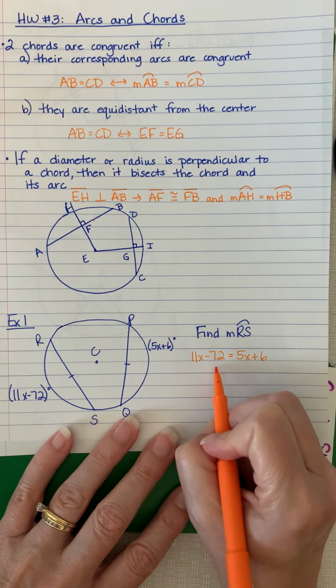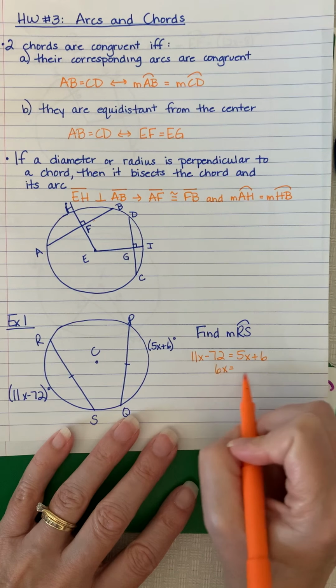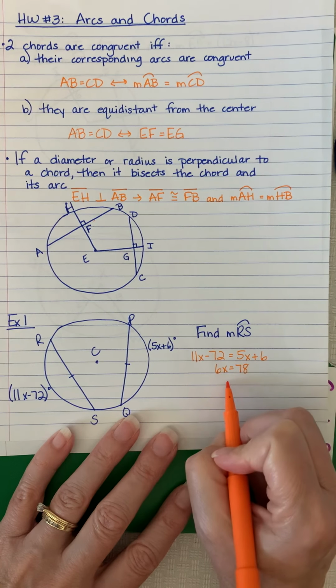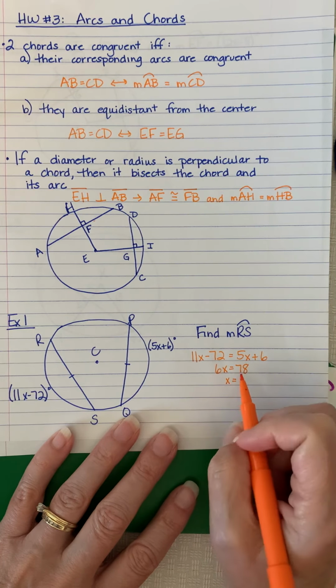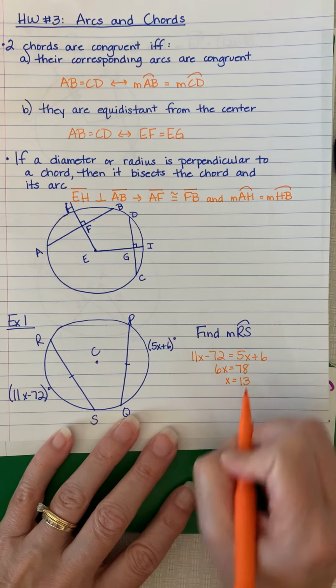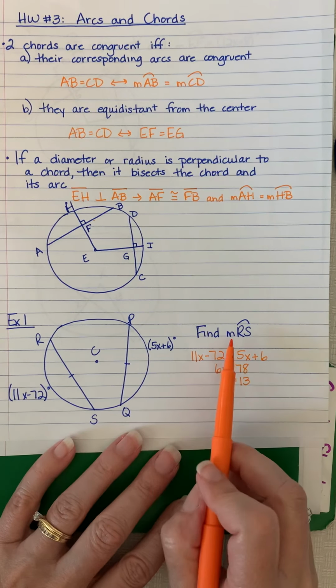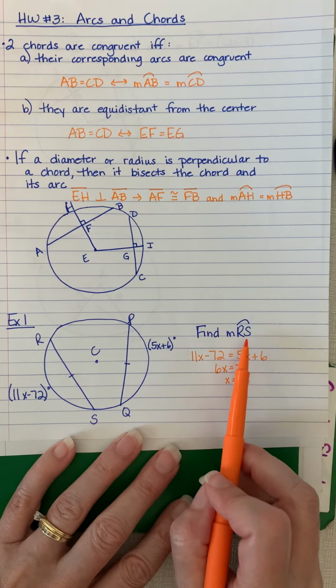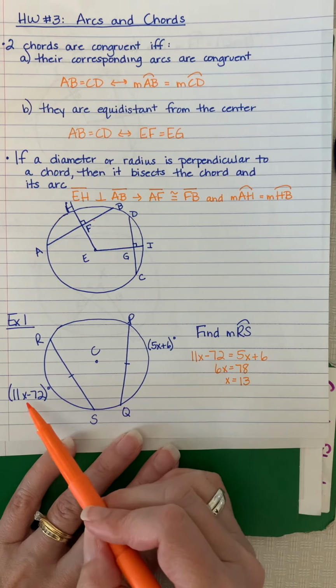So we subtract 5x from both sides, and we add 72 to both sides. Divide both sides by 6, and x will equal 13. Make sure you answer the question though. The question says find the measure of arc RS. So we need to find the measure of that arc.